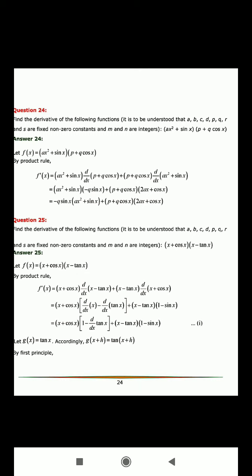Question number 25, (x plus cos x) into (x minus tan x). So x plus cos x as it is, differentiation of x minus tan x. Product rule we are using. x minus tan x as it is, differentiation of x plus cos x. Now differentiation of this x minus tan x: we know that differentiation of x is 1 and tan x is sec² x. So we are just applying the formula. Similarly, differentiation of x plus cos x: differentiation of x is 1 and cos x is minus sin x. That's all.